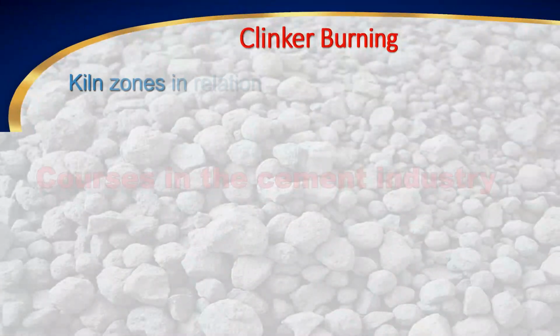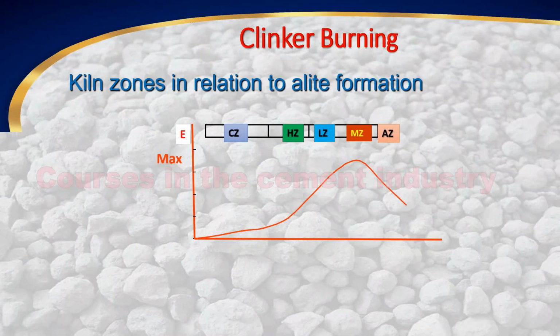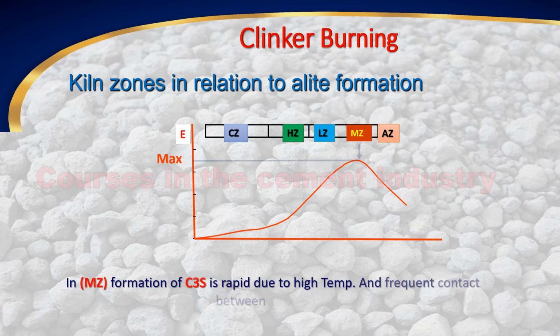Kiln zones in relation to alite formation. This chart explains: in the maximum temperature zone, formation of C3S is rapid due to high temperature and frequent contact between CaO and C2S.